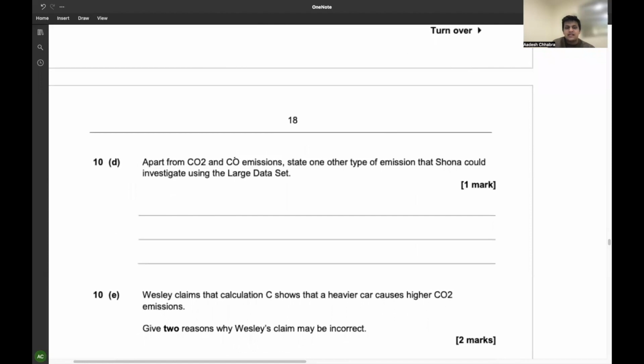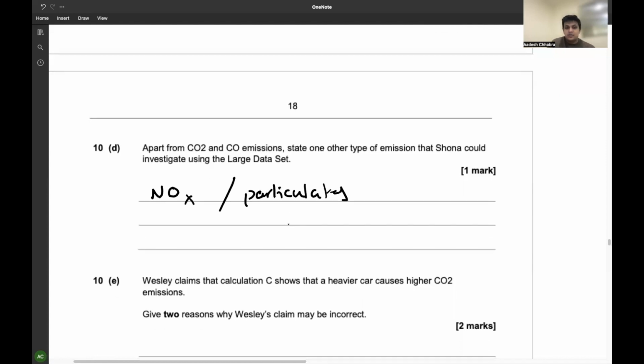Now, question 10D has asked us that apart from CO2 and CO emissions, state one other type of emission that Shona could investigate using the large data set. This is just a general knowledge question. We know that CO2 and CO are definitely types of emissions. Another emission could be particulates or even nitrous oxide. The most common one to use is, of course, nitrous oxide, although you should be able to use particulates as well. And that should yield you the mark.